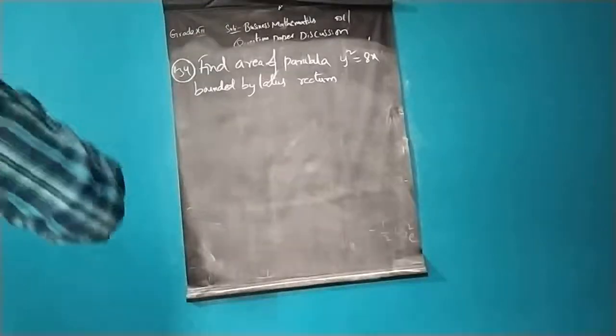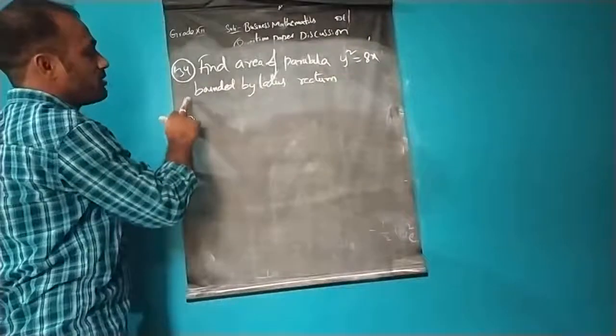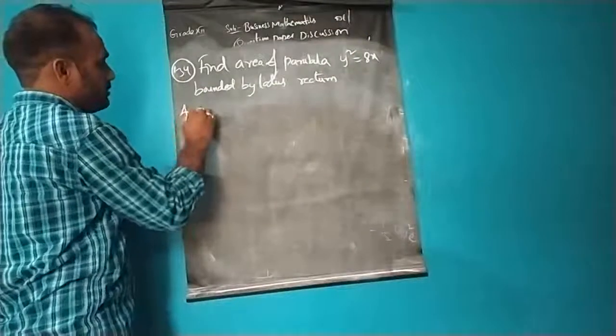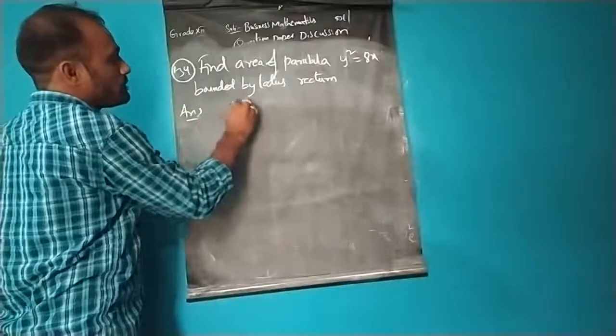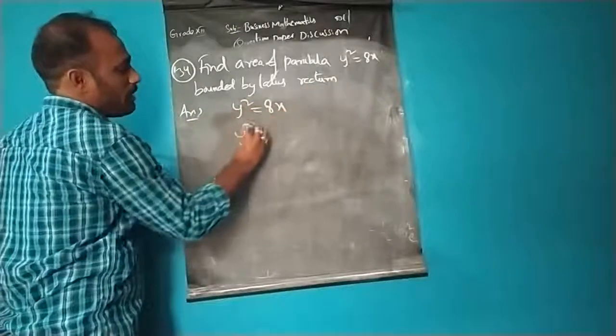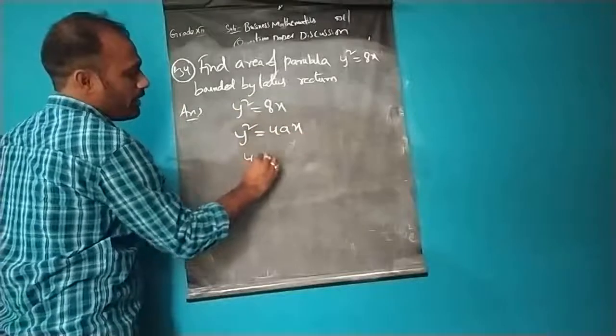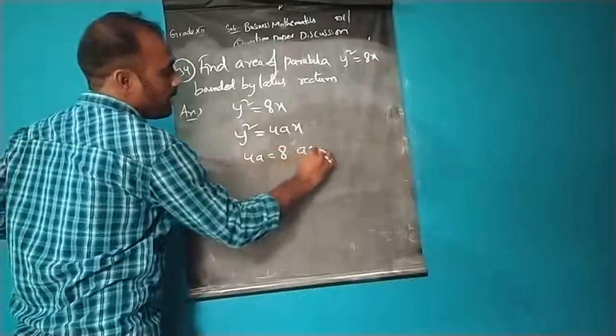Let us see this 34th question. Find the area of the parabola y square is equal to 8x bounded by the latus rectum. So given the parabolic equation, y square is equal to 8x. But we know the general parabolic equation, y square is equal to 4ax. Here 4a value is given as 8, so a value will be 2.